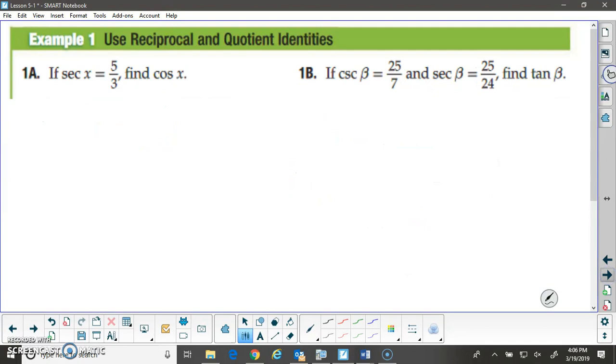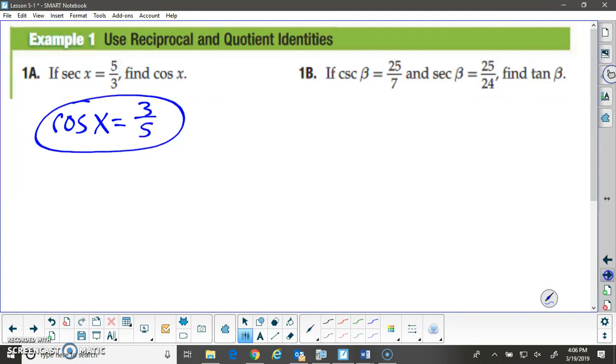Another example of the same type of problem, you can see part A says secant of x equals 5/3. They want us to find the cosine. The cosine is the reciprocal of secant, so it's just going to be 3/5. Part B is a little bit harder. Part B gives us the cosecant of beta. It gives us the secant of beta. It wants us to find the tangent.